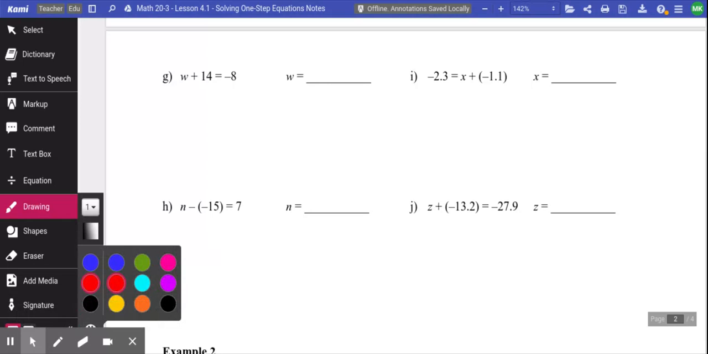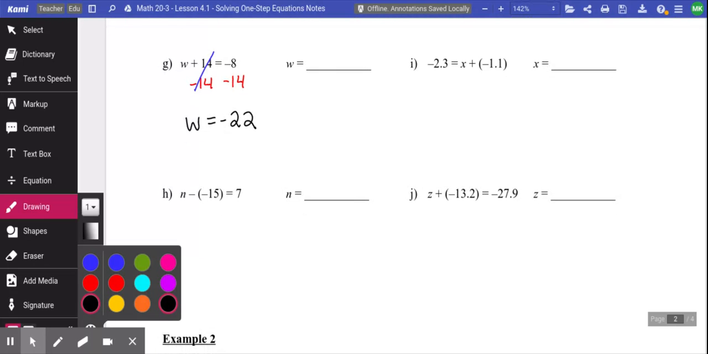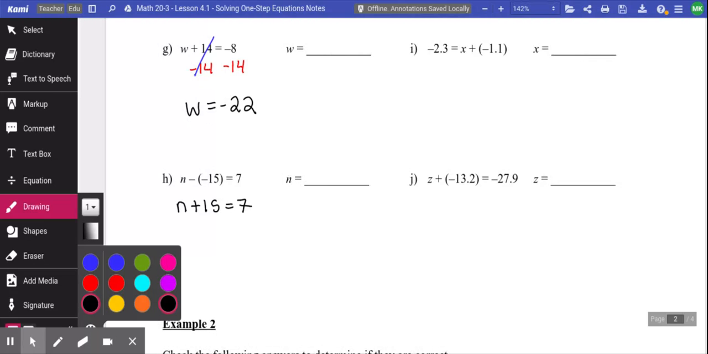This one, you should have subtracted 14 to the other side. When you subtracted 14, they would cancel out, and you'd be left with W equals negative 22. For H, the first thing I would do is I'd see that there's a double negative. See how it's like a minus negative 15, and I would change that to be plus 15. Then I would subtract 15 because that's the opposite of plus.